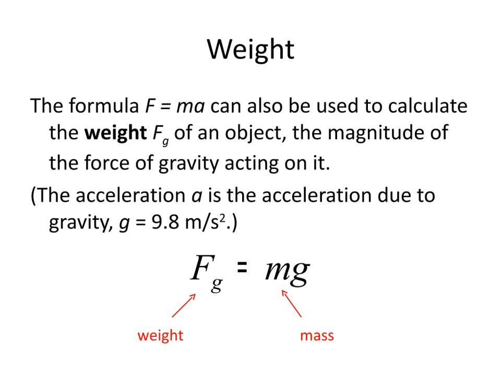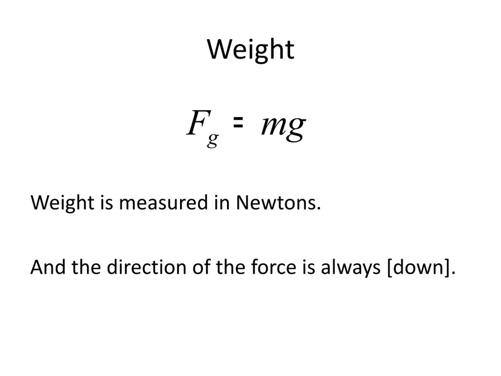So Fg is the weight of the object, m is the mass of the object, and those two things are different. They often get confused, but we should be careful not to confuse them. Weight is measured in newtons because weight is a force, the force of gravity. The direction of that force is always down.